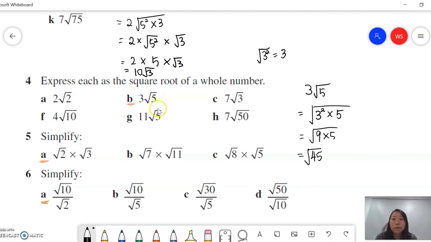So that's what question 4 is, as you carry that out, as you try to express your entire thing as a square root of a whole number. So square root of that whole number there.